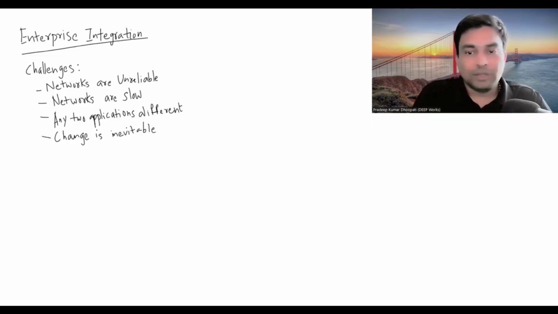In the previous video, we have discussed enterprise integration challenges like networks are unreliable, networks are slow, no two applications are same, and change is inevitable. Applications change over time. So enterprise integration developers over time overcome these challenges with four main approaches.